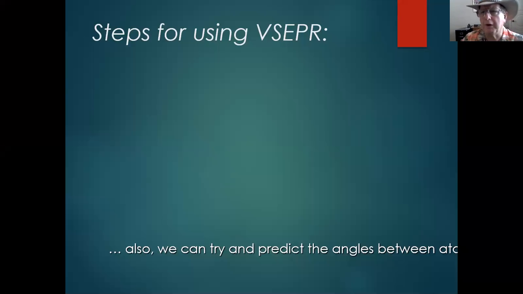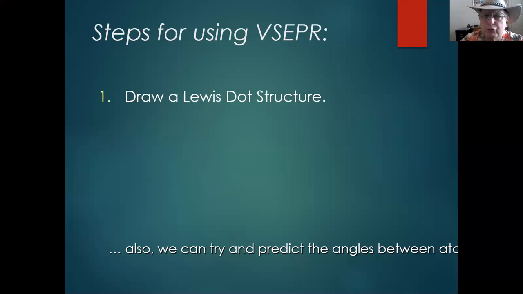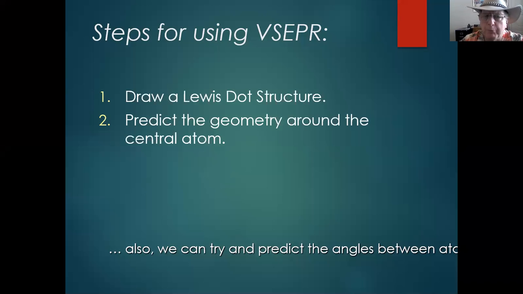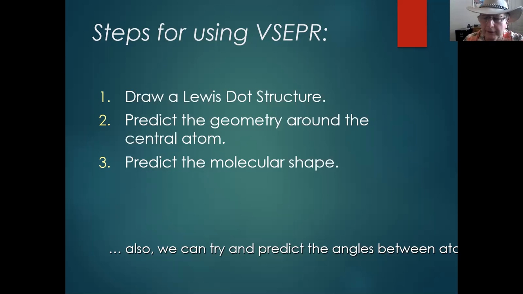Okay, so the summary for dealing with VSEPR: you have to draw the Lewis dot structure. Then you predict, using the electron clouds, the geometry around the center atom. Use that chart I have. Then you subtract out the lone pairs to determine whether the geometric and molecular shape are the same. To determine polarity, you first determine whether there are polar bonds. Second, if there are polar bonds, you determine whether the molecule is asymmetrical. Asymmetry and polar bonds means the molecule will be polar.